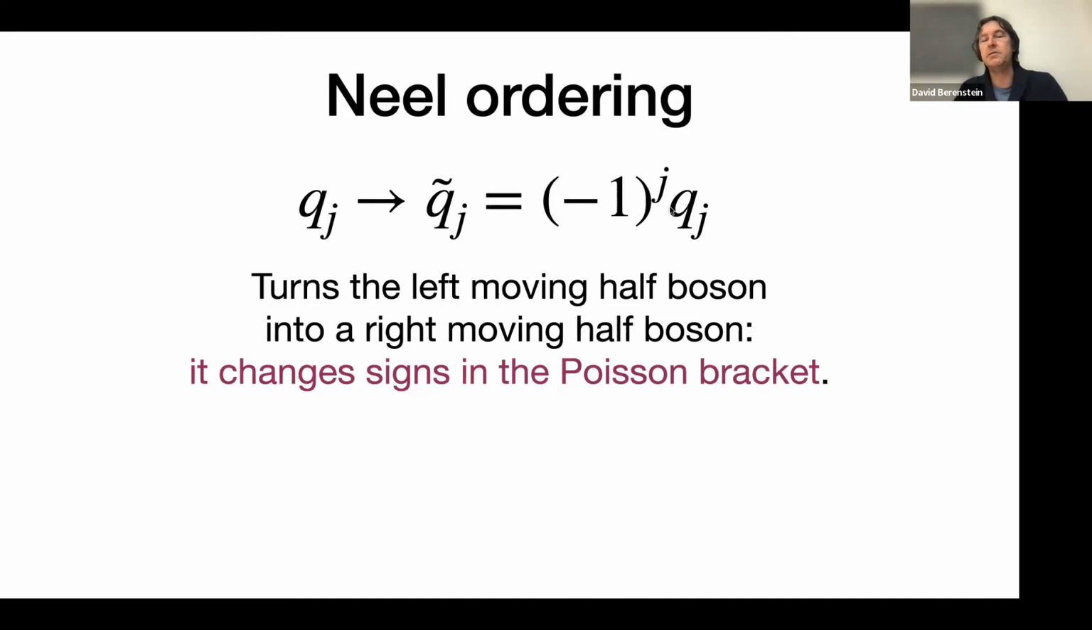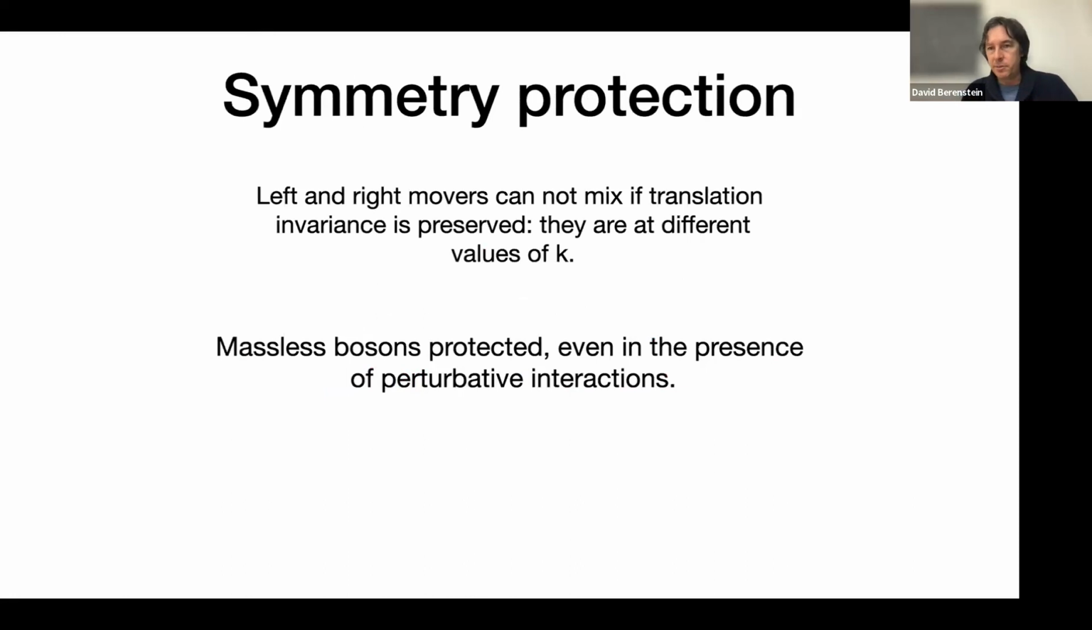And if I switch the -1 to the j, I would swap the notion of where the left mover 0 mode and the right mover 0 modes are. Okay. So there's some symmetry protection. A left and a right mover cannot mix if you keep translation invariance because there are different values of k. One is at k equal to 0, the other one is at k equal to pi. So you cannot mix a mode at k equal to 0 with one at k equal to pi and preserve momentum. So basically, this massless boson is protected even in the presence of interactions.